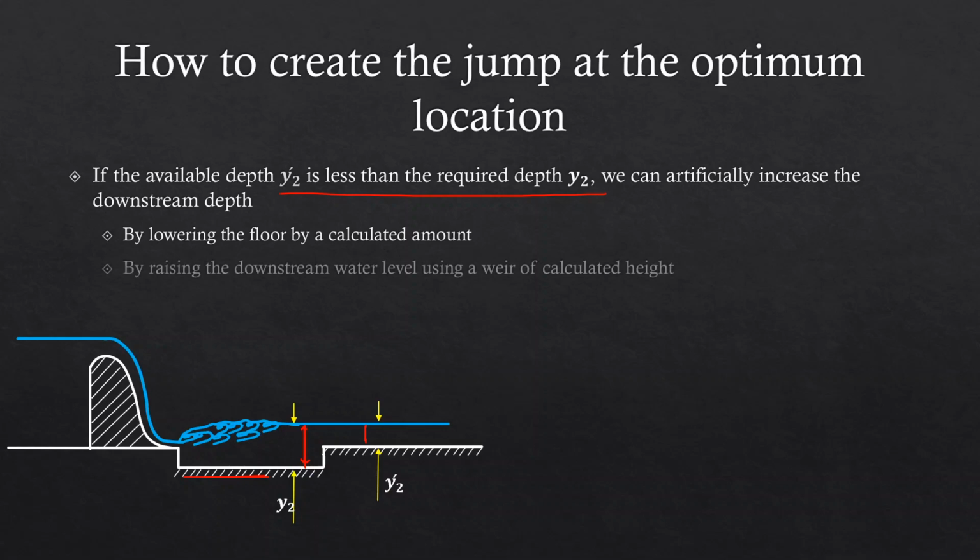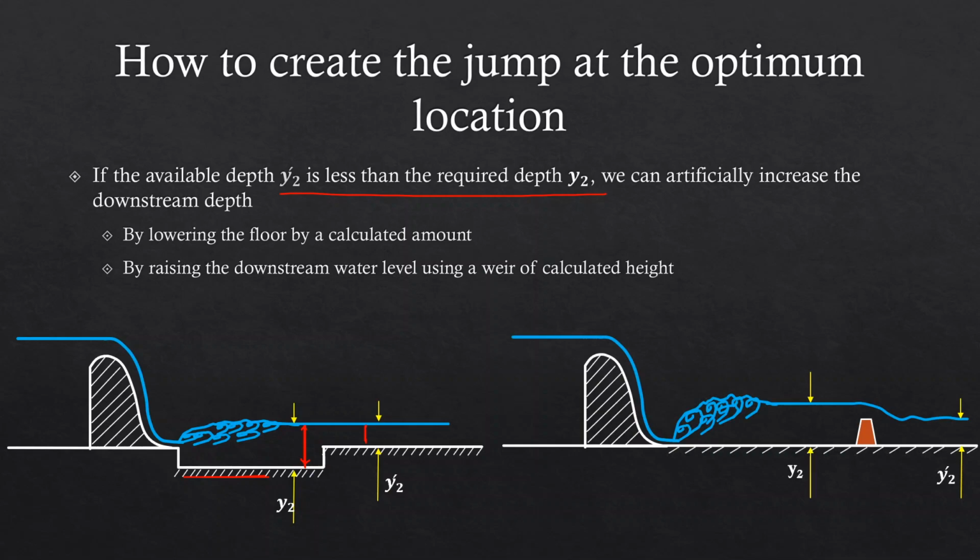There is another solution by raising the downstream water level using a weir of calculated height. Sometimes that weir is also called a baffle wall. So this kind of a small weir or baffle is provided so that, since the water has to pass over this weir, it has to increase its own height to attain some amount of head, and by that we have increased the depth to the required amount, and now again the jump is forming very close to the spillway.